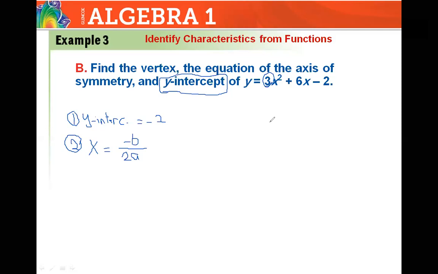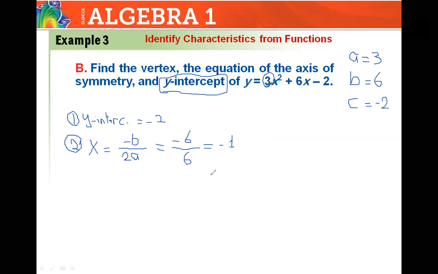Wait with me, Abdullah. Abdulaziz, can you substitute by this value, please? Negative b equals? Negative 6, over 2a. It means 2 times 3, which is 6. Negative 6 over 6 equals? Negative 1. So the equation of the axis of symmetry is negative 1.